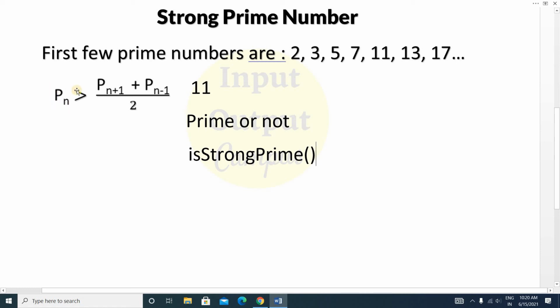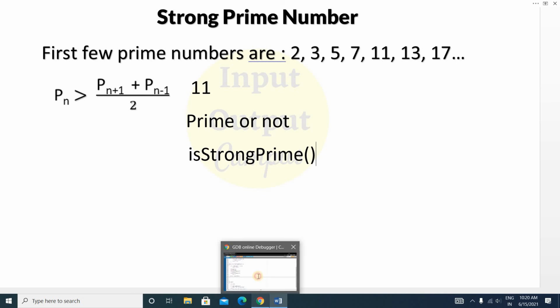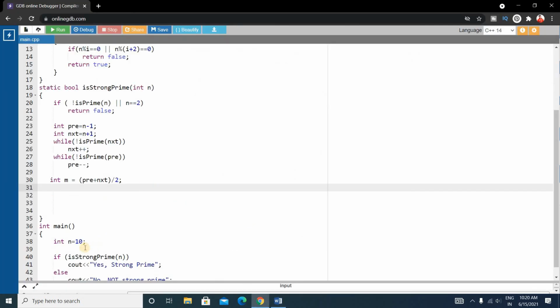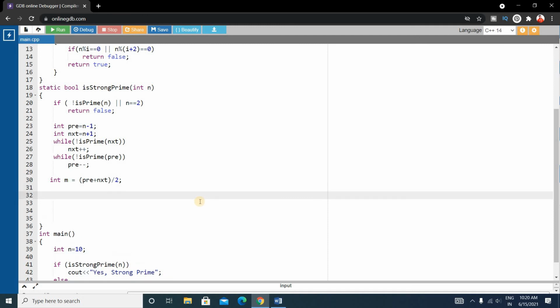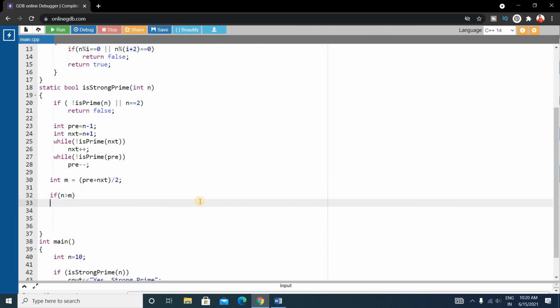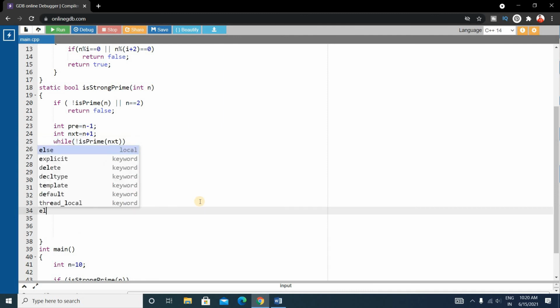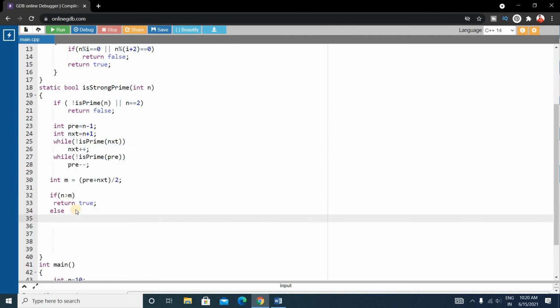If the prime number is greater than the arithmetic mean, then this is a strong prime. Our prime number was n and this is the arithmetic mean, that is m. So if n is greater than m, then we'll return true, because then this is a strong prime number. Else we will return false.